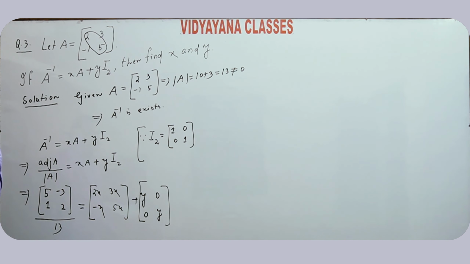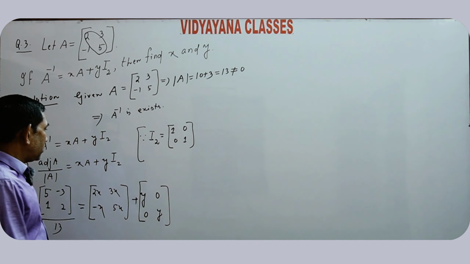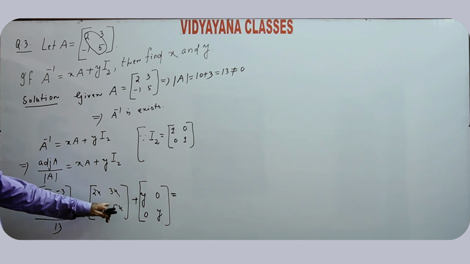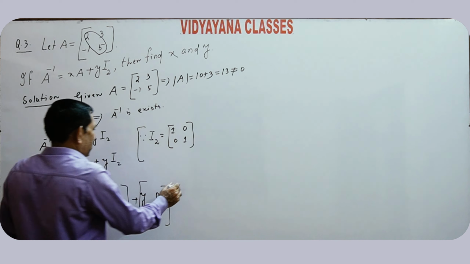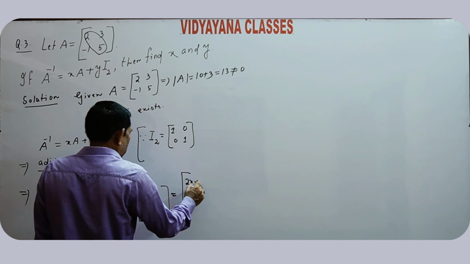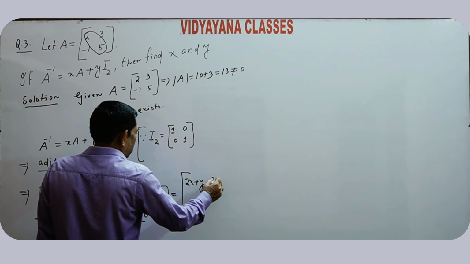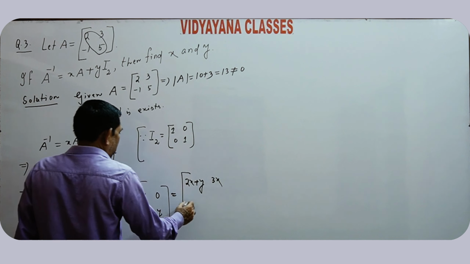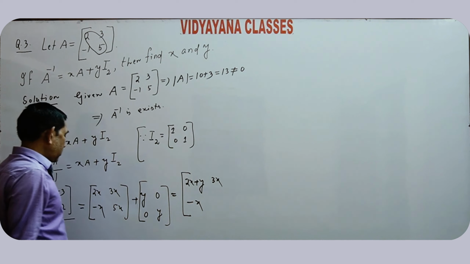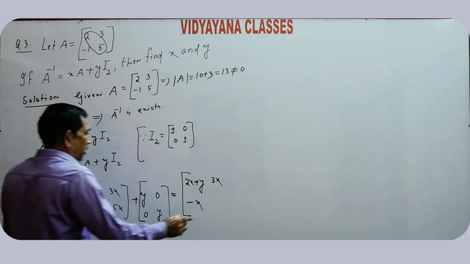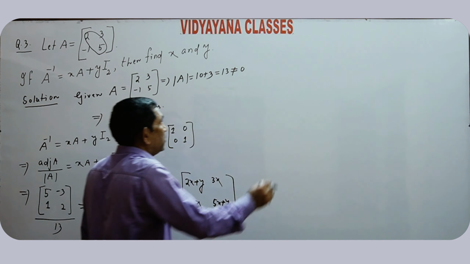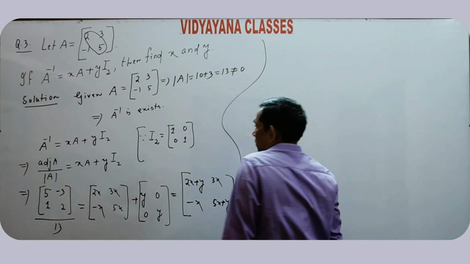Clear? Y into I2, which is same as addition of two matrices is the addition of their corresponding elements. It gives the matrix having elements 2x plus y, 3x plus 0, minus x plus 0, that is minus x, minus x plus 0, 5x plus y. Clear?